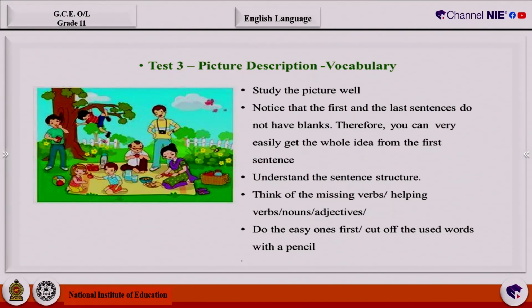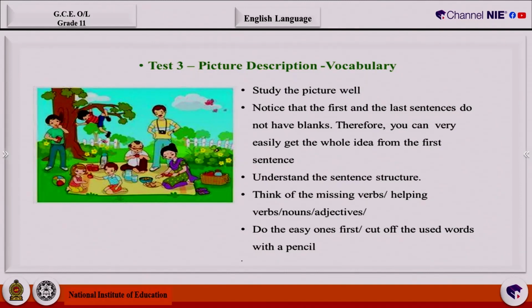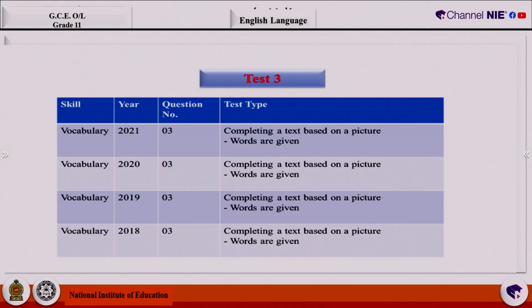And also, children, you have to understand the sentence structure, whether it is given in the simple present tense or is it based on the past tense. You have to be very careful. And think of the missing verbs or the helping verbs, or they can be nouns or adjectives. So you can again do the easy one first, and then while writing your answers, because there are 10 words, when you are writing the answers, cut off the words that you have already used, then very clearly you can see the remaining words, and with that you can fill the other blanks. I will show you an example after looking at this table.